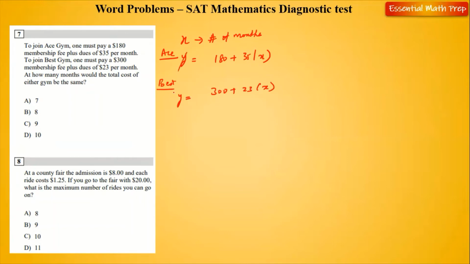We're saying that these two Y's are same, so 180 plus 35X equals 300 plus 23X, right? So 300 minus 180 is 120, I believe, right? Similarly, 35X minus 23X is 12X, so X equals 10 months.